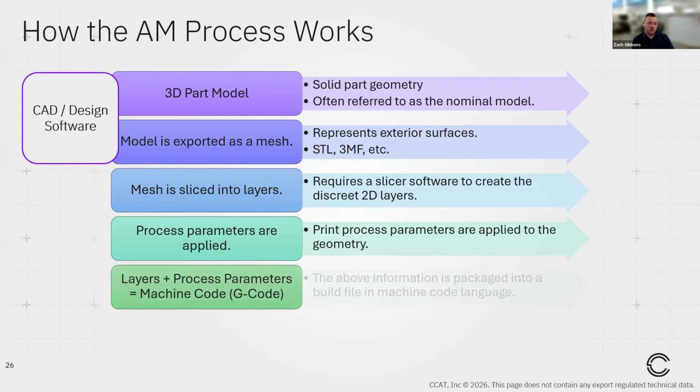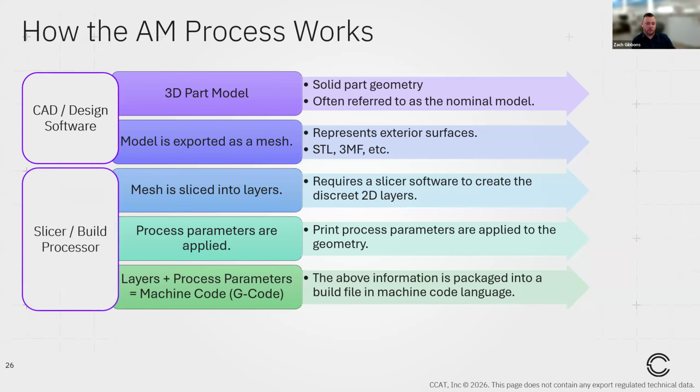Right? So we apply our process parameters, and when we combine those layers plus the process parameters, we package that together into our machine build file in our respective machine code language. Most commonly, this is going to be G code. G code is very universal in terms of machine language. We have a lot of machining centers today that actually run off of G code. There are some proprietary file types when we get into the more commercial additive equipment. But by and large, if we're dealing with desktop printing or anything in that realm, we're going to be pretty hands-on with that G code.